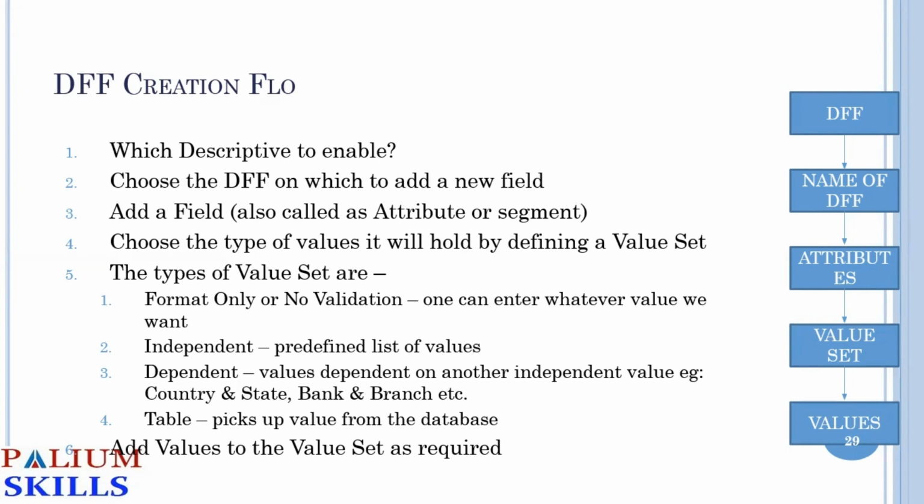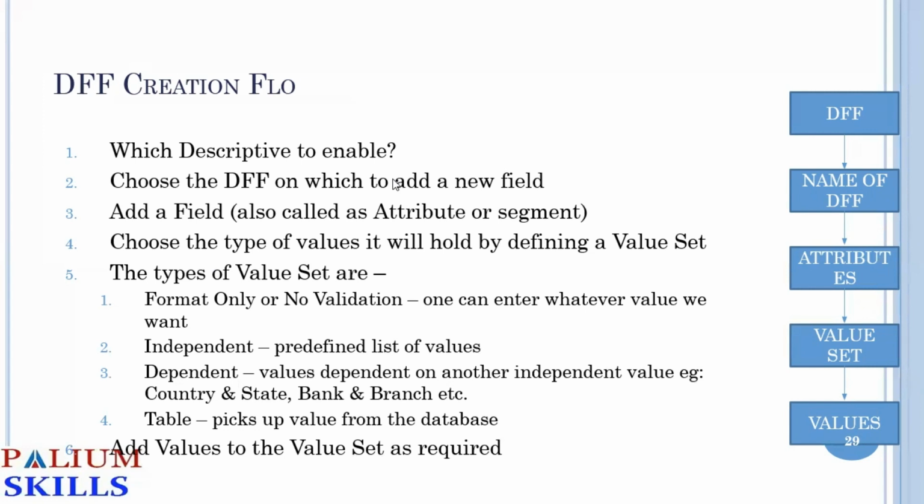So you choose the DFF on which to add a new field. You add a field and then choose what type of values it will hold by defining a value set. Okay, value set will define what type of values. Is it numbers? Is it text? Is it alphanumeric and mixed and so on?